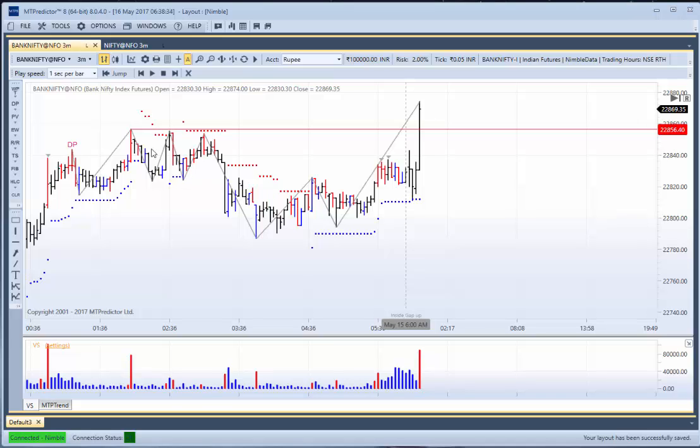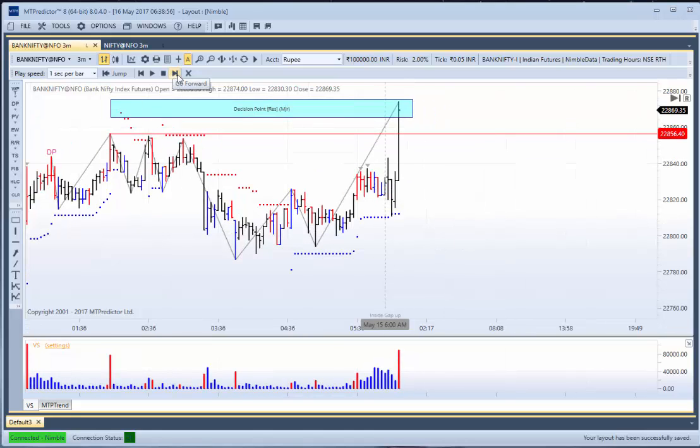However, let's now put our DP resistance area on the chart. So we go back to this prior pivot high, right mouse click DP. As you can see, this high volume wide range bar has gone right into our major resistance, our DP resistance. So this gives MTPredictor customers a heads up that a reversal could well happen at this particular point here.